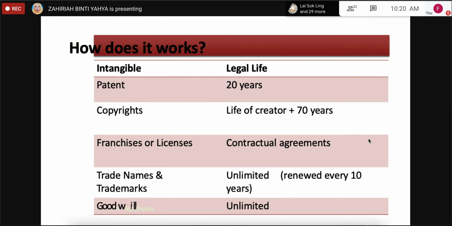Brian nak tolong saya explain pasal goodwill ni macam mana sebenarnya? Brian ke dah tidur? Tak tidur doktor, tapi basically you faham lah goodwill tu macam mana kan? Sudah belajar last time.